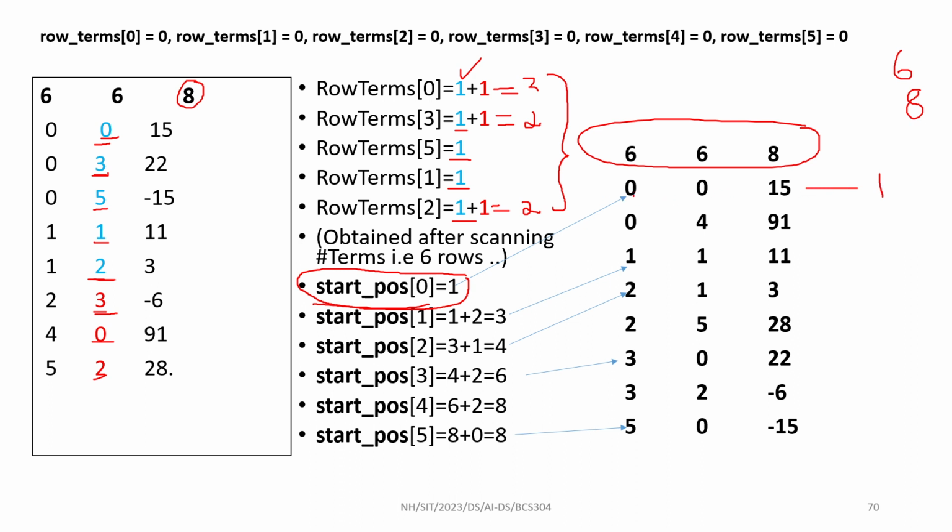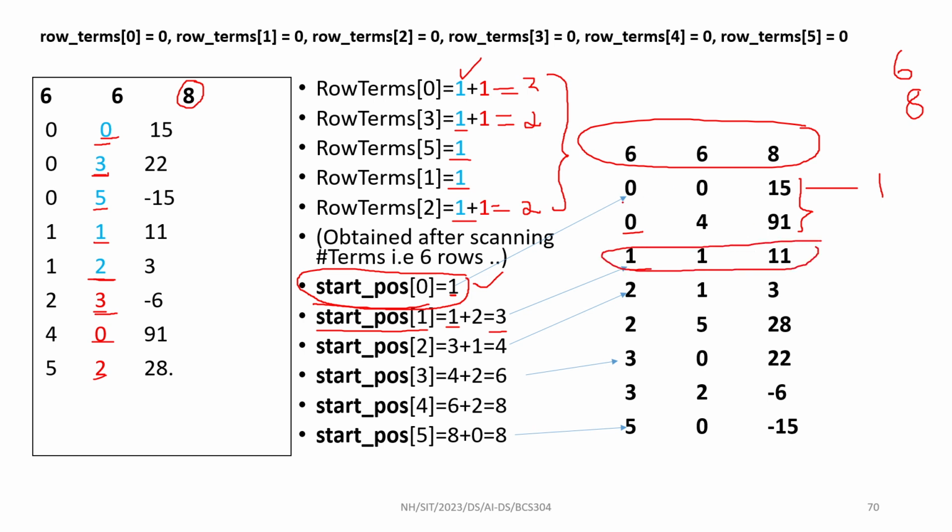That means starting index of 0. All these are 0, right? The first element, 0th index, we have to put at index 1. That's the meaning. Next, where are you going to put 1? That means you have to reserve places for 0. How many are there? So this row terms will tell how many places are required. So starting position of 1 is starting position of 0, that is 1, plus row terms of 0, that is 2. That means the index of 1 is now 3.